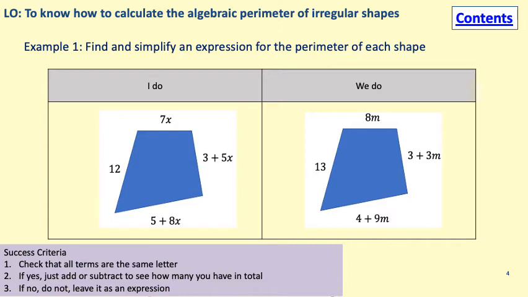Moving on, so what we're going to be looking at today is irregular shapes, so shapes where all the side lengths aren't the same, and they have algebraic expressions in how long they are. So, first question, find and simplify an expression for the perimeter of each of these shapes. So what we've got to do to find the perimeter is pick a point, and we walk around the shape, as we remember.